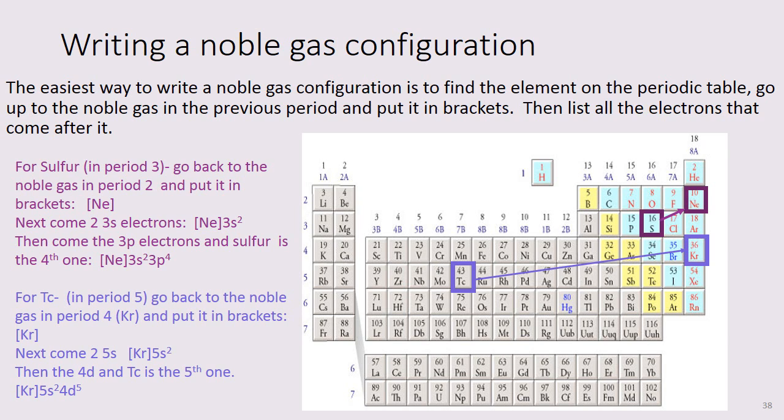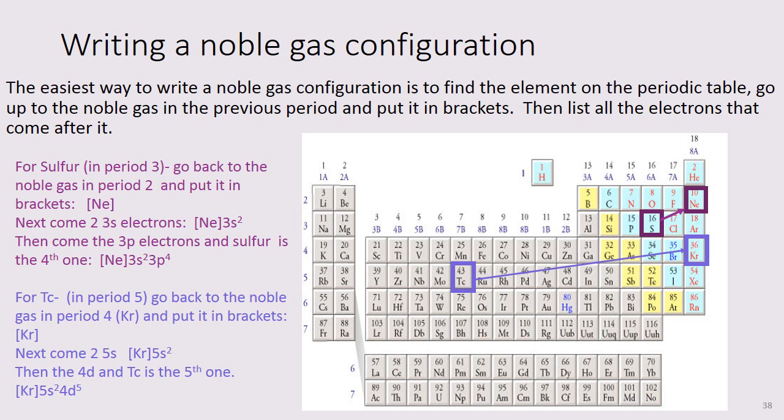Then we follow what comes after neon, and before we get to sulfur, well, now we have to jump down to row 3, and notice that after neon there's 3s2, and then there are 3p4. Sulfur is 3p4. So we put everything that comes between neon and sulfur after the brackets in neon. So the noble gas configuration for sulfur is neon in brackets, 3s2, 3p4.